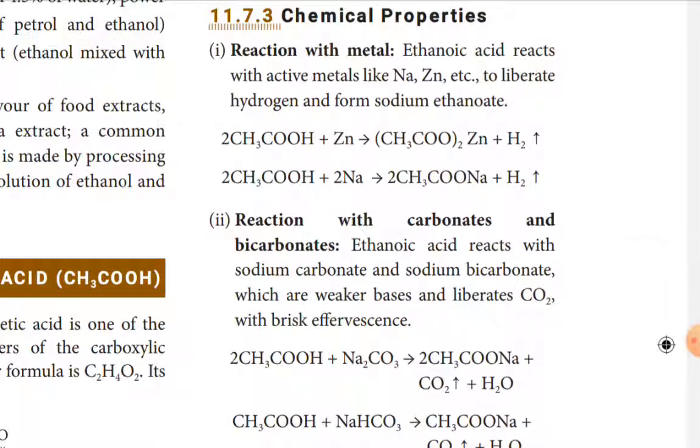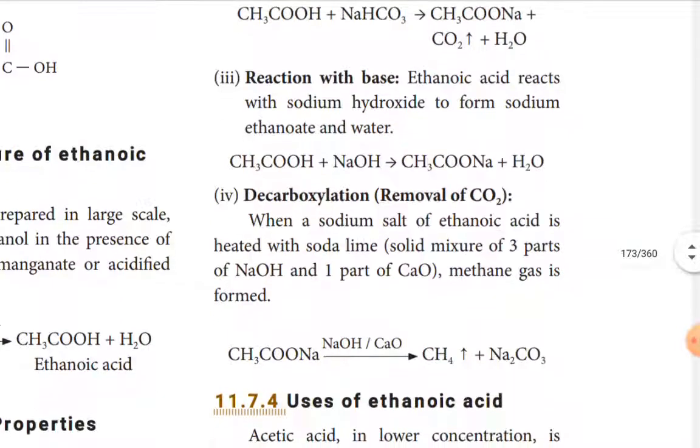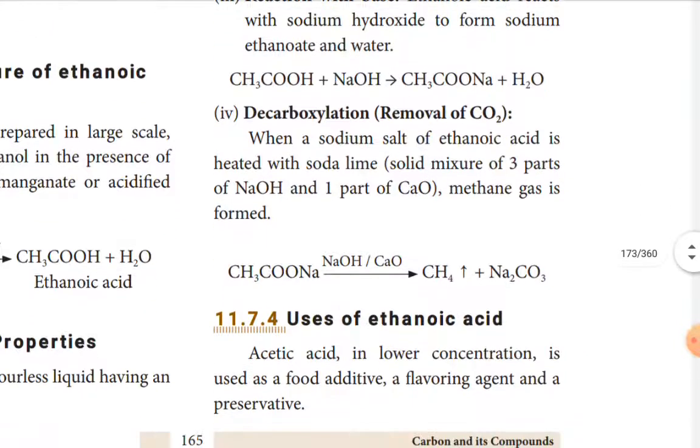Also, in the chemical properties we have learned that when this acid reacts in the presence of sodium and zinc, it forms sodium ethanate and zinc ethanate. Also, carbonates react with the acid to give carbon dioxide and water along with sodium ethanate. With the base, carboxylic acid reacts with sodium hydroxide to form salt and water. And in decarboxylation, carbon dioxide is removed from the sodium salt of ethanoic acid in the presence of soda lime.